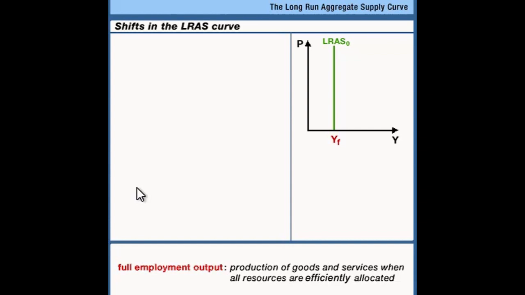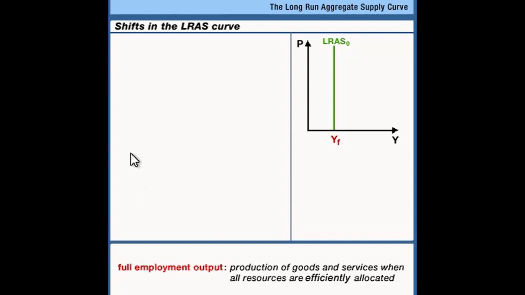So now we're ready to put the short-run aggregate supply curve and the long-run aggregate supply curve together and find out what will cause them to shift. Before I put the short-run supply curve in this diagram, let's think about what would shift the long-run aggregate supply curve.